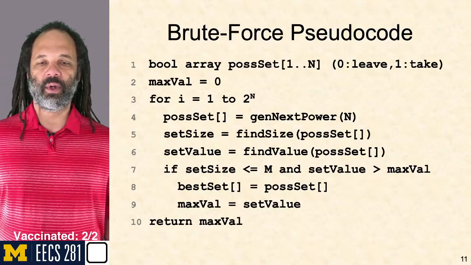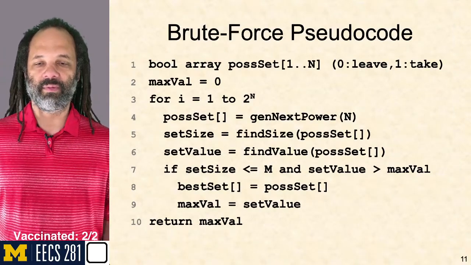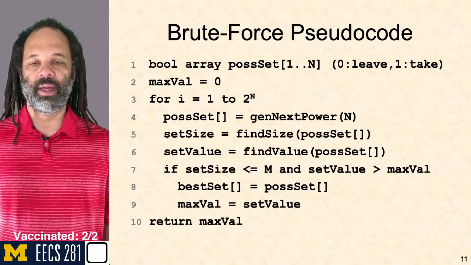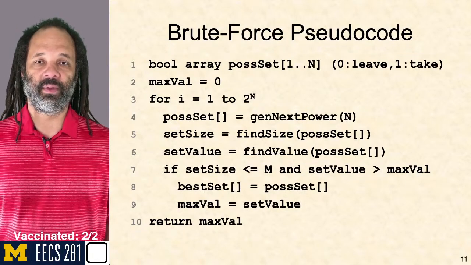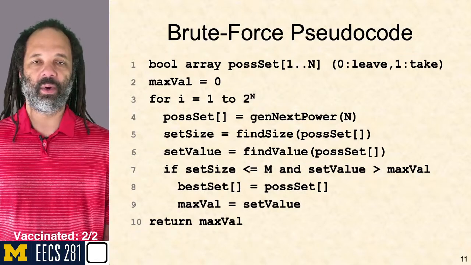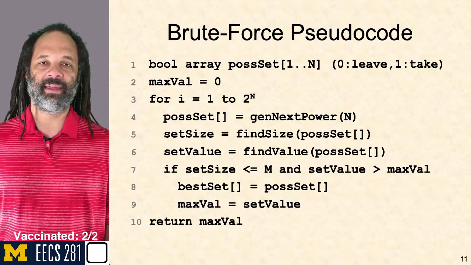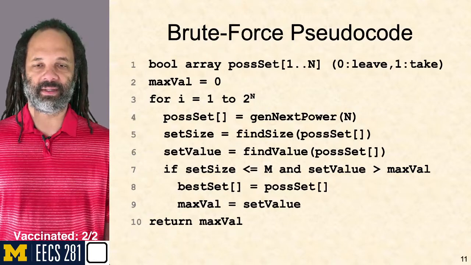This is a brute force pseudocode. We've got this controlling for loop. It goes from I equal to 1 to 2 to the n. So that's all of the power set. And if you'll remember, the power set for math is the set of all subsets of a set.